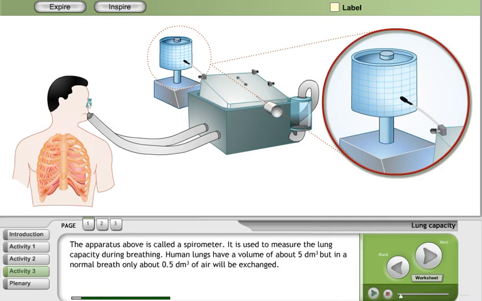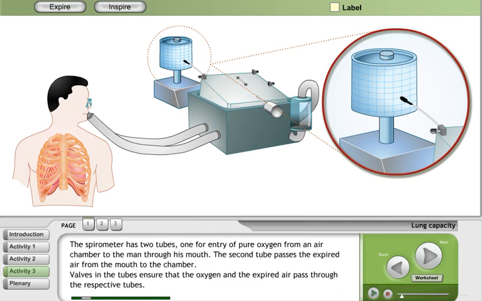The apparatus above is called a spirometer. It is used to measure the lung capacity during breathing. Human lungs have a volume of about 5 decimeter cube, but in a normal breath, only about 0.5 decimeter cube of air will be exchanged.